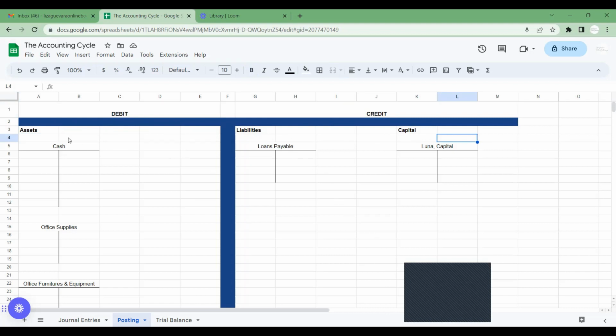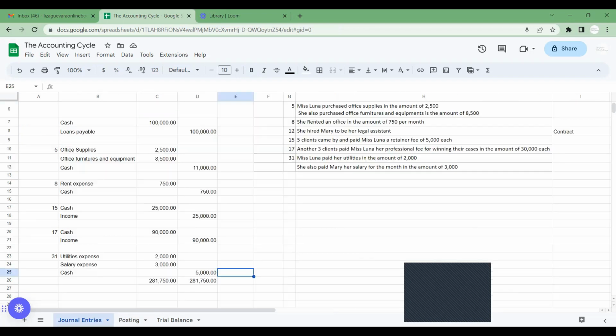So generally, your assets are on the debit side. Increases in your assets are on your debit side. Decreases in the assets are on the right side. Increases in your liabilities and capital are on the right side, and decreases in the liabilities and capital are on the left side of the respective accounts. So let's go ahead and post our journal entries now.